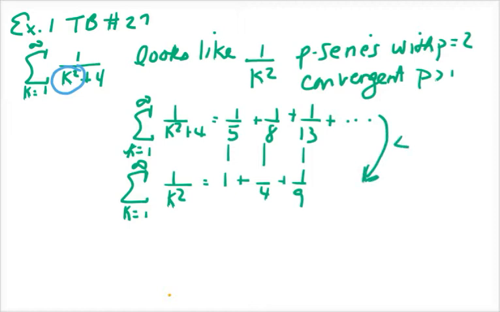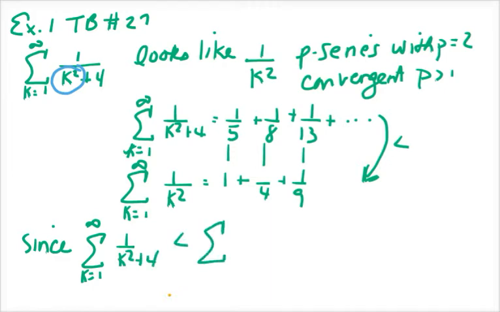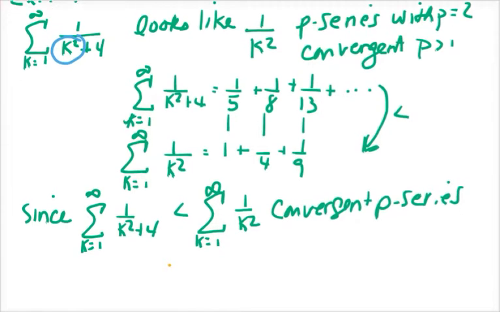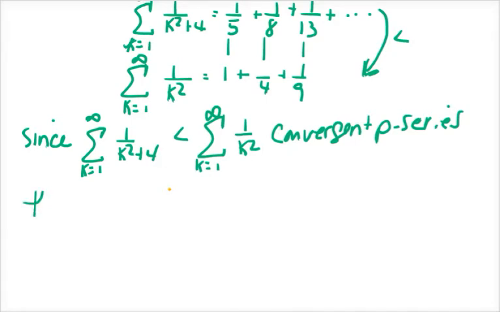Okay? So since the series that we're looking at, the unknown series, if you will, is less than a known convergent series, which is the p series, it's a convergent p. And since our unknown series is less than that, then the series is going to converge by the comparison test. So this is convergent by the comparison test.